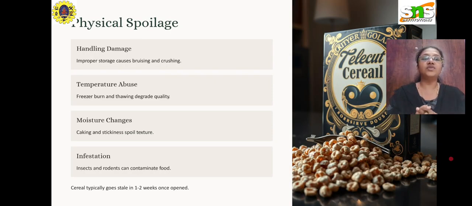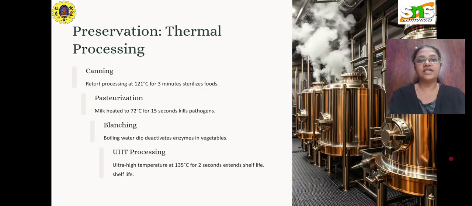Coming on to the physical spoilage. How physically the food can be spoiled: from the raw material handling, to what method is adopted for the processing, what stages of processing it undergoes, and at the end stage how the storage practice is adopted. Based on all these factors, we can conclude that it can lead to physical spoilages.